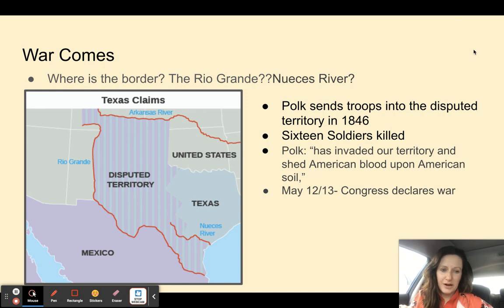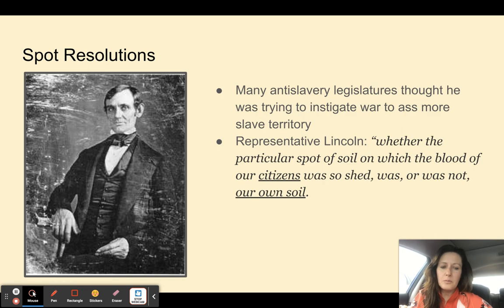So they go into disputed territory and basically they instigate what happens. There is a skirmish while the Mexican troops are patrolling the other side of the river. Some say a total of 16 soldiers were killed or wounded. Polk said that Mexico invaded our territory and shed American blood upon American soil, and urged Congress to declare war, and shortly after they do. So he got the war that he wanted.